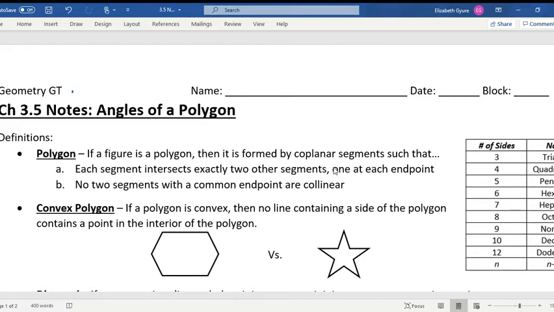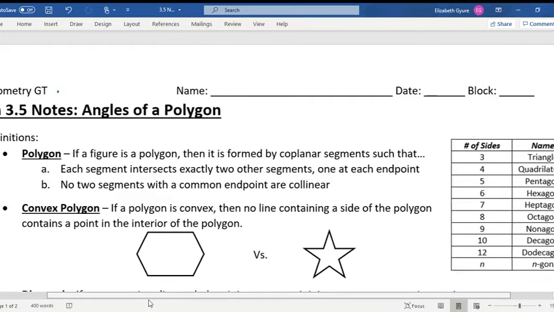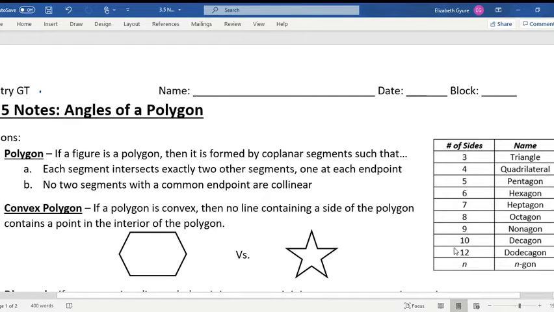In just kind of normal terms, think of a polygon as a closed shape with straight sides. So squares, octagons, things like that, those are polygons. Circles and ovals are not polygons because they do not have straight sides. We have some names of polygons here on the right. Many of them you should be familiar with.